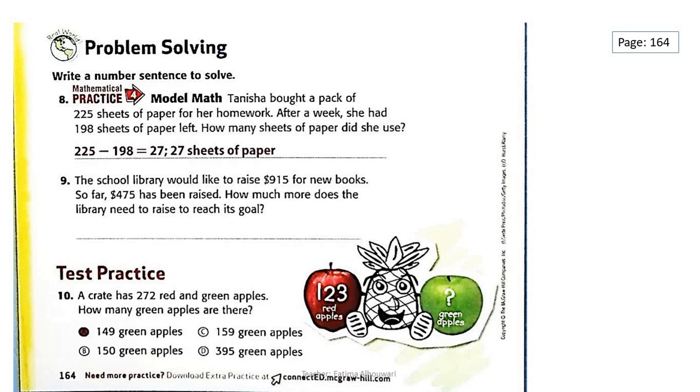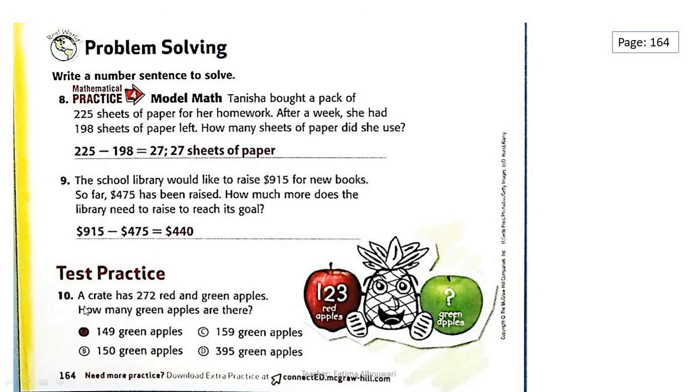The school library would like to raise 915 for new books. So far, 475 has been raised. How much more does the library need to raise to reach its goal? Again, how much more? So we will use subtraction. 915 minus 475 equals 440. That's it. Let's see the last question.